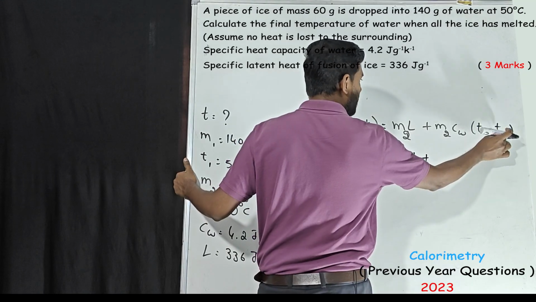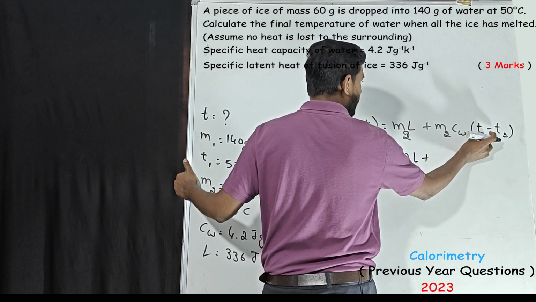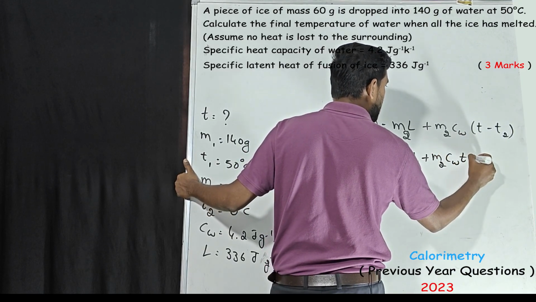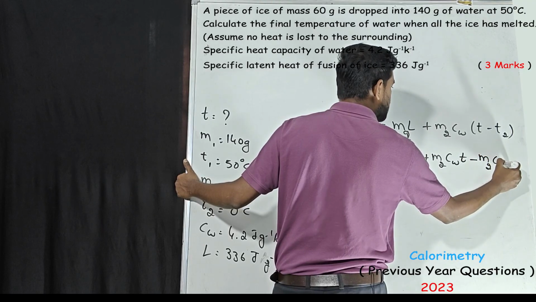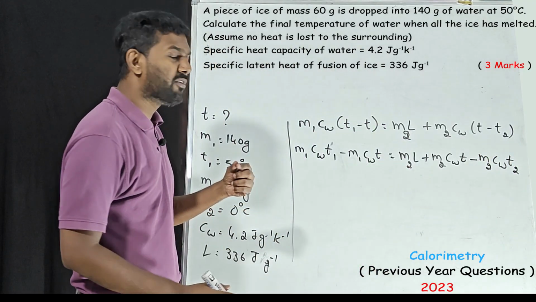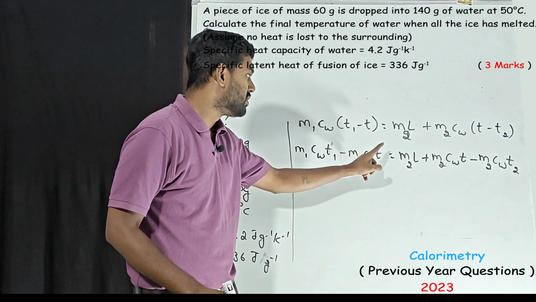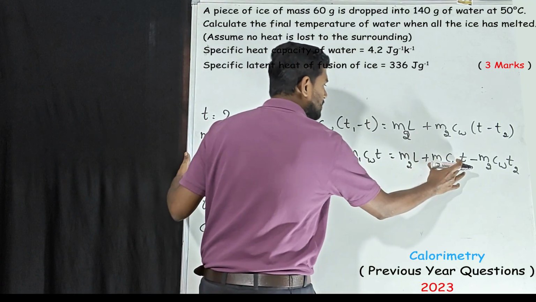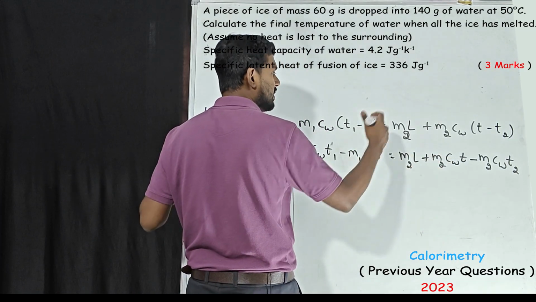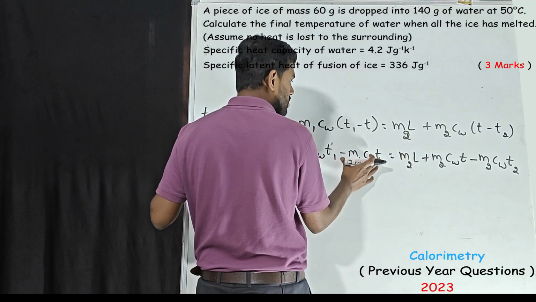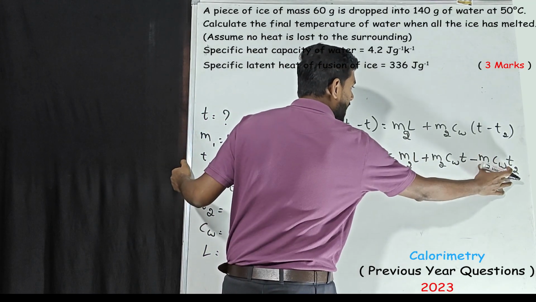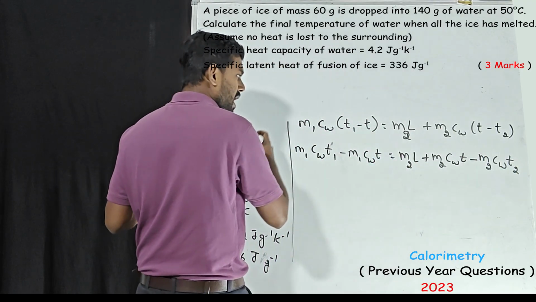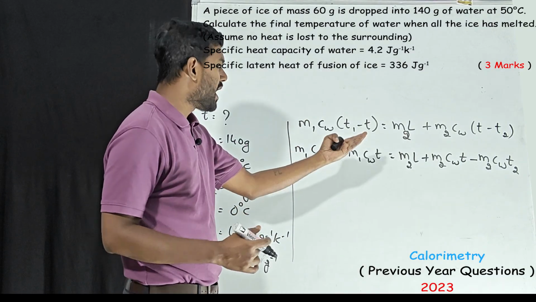Now again we have to do the same thing with these two terms. First we will multiply these two with T, then with T2. So M2 CW T minus M2 CW T2. What we need to find is the final temperature, that is nothing but T. So send these T terms one side and remaining things on the other side. If you send this one on the right hand side, it becomes positive. So I'll send this term on the right hand side, and remaining two terms, M2 L and M2 CW T2, on the other side.